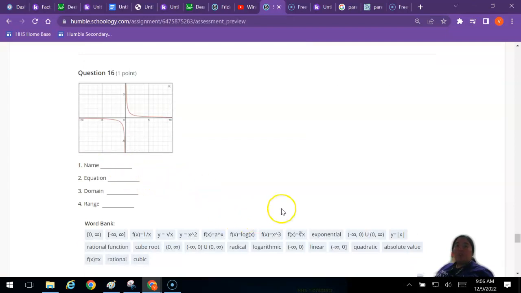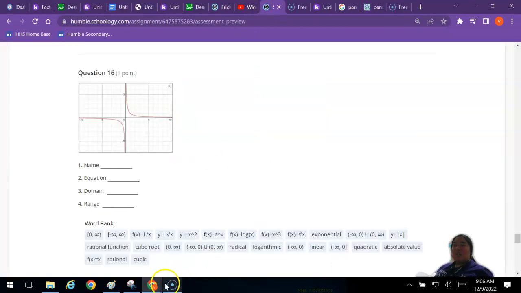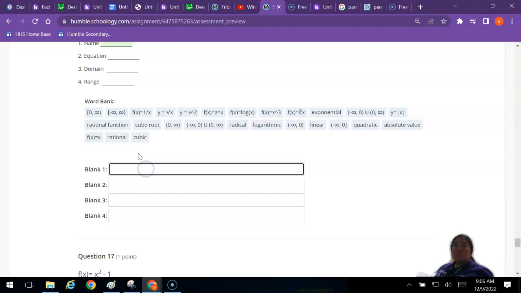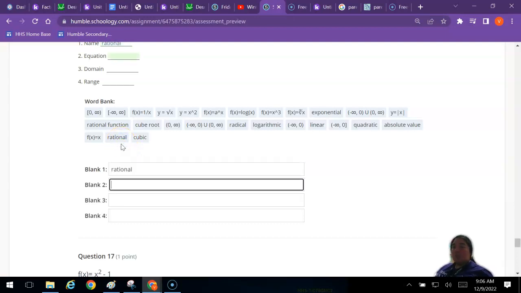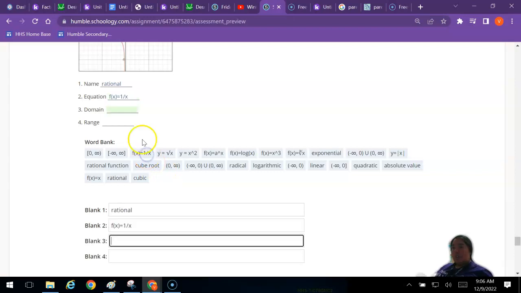This one, I'm giving you the name for this one. This one, it says reciprocal, right? But it's also called rational. Rational function. And it looks like that. And this one, it's 1 over x.